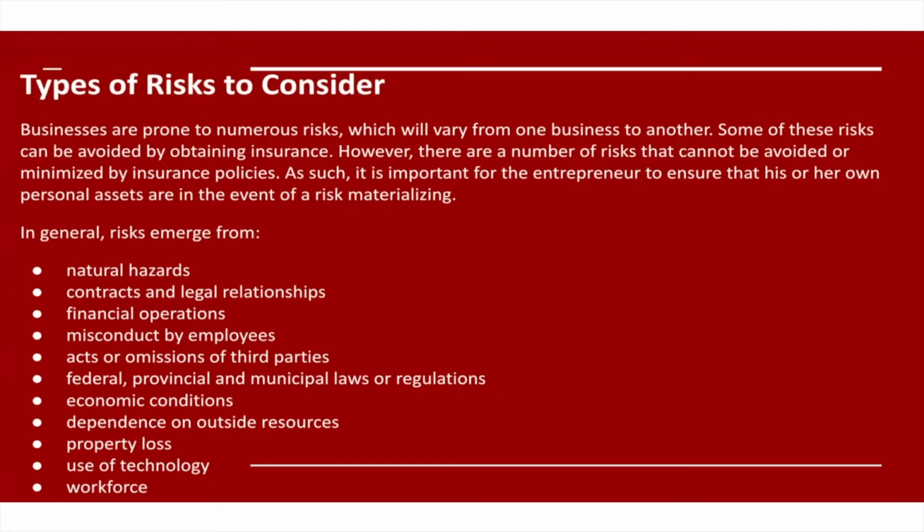So for a small business person, you have to ask, what kind of risks are out there anyway? What should I look at? There's a lot. I have a bunch listed here. Businesses are prone to numerous risks, which will vary from one business to another. Some of these risks can be avoided by obtaining insurance, so we can minimize our risks by buying insurance. That's what most people do. Realistically, the insurance industry is all about mitigating risks. It doesn't eliminate the risk. What it does is eliminate the financial risk.